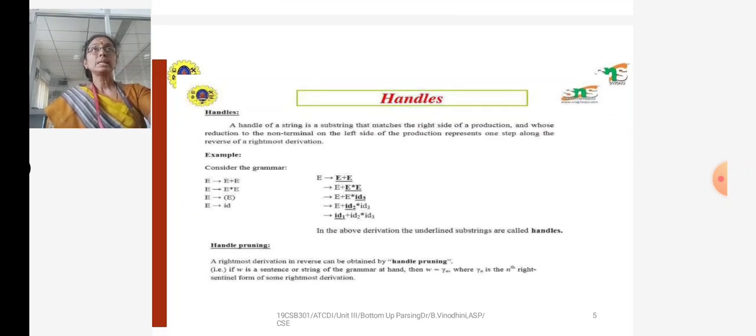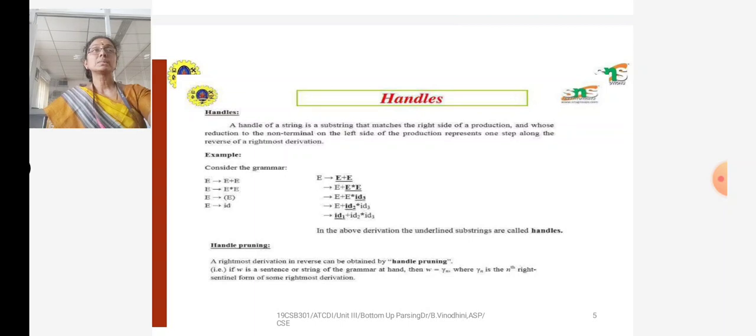So on the right side we have a production, and every right side production, every input string, is replaced by the non-terminal, and finally we get the start symbol. So based upon the production rules, the corresponding input string is reduced into the left-hand side non-terminal. That input string reduced into the left-hand side non-terminal is called a handle. So based upon the handles only, we are going to reduce that right side production into the left side non-terminals.